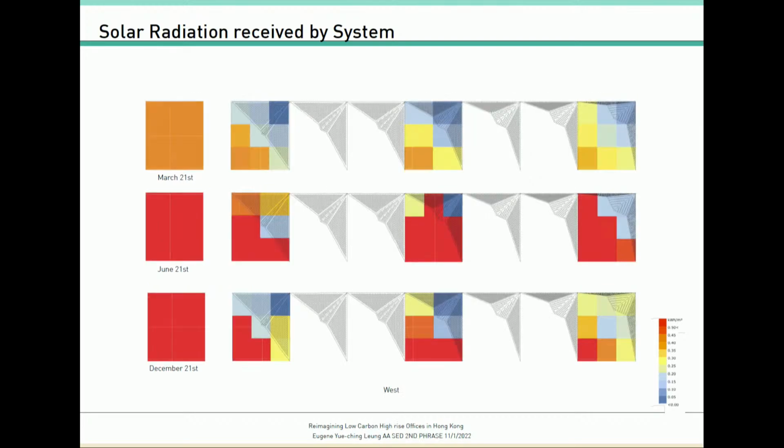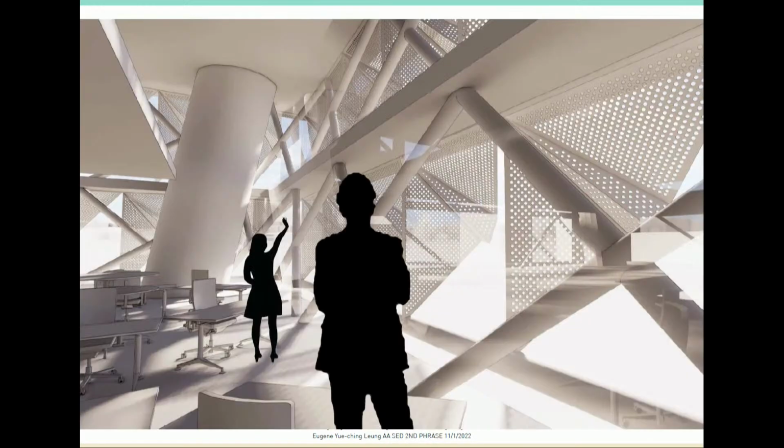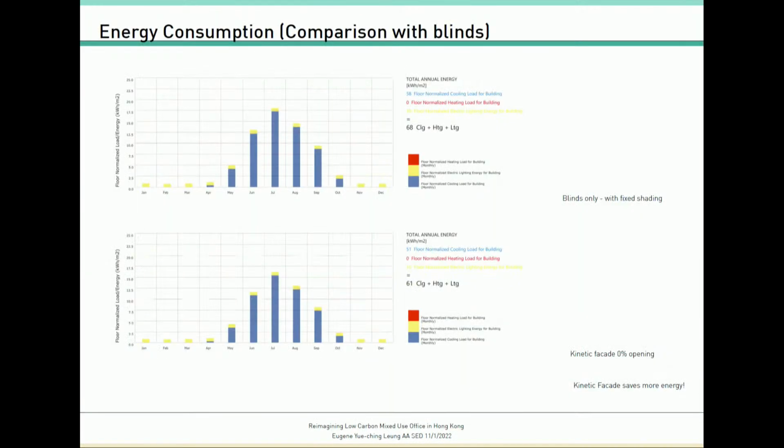Same situation on the west, also on the east. So you may wonder, why do we still need a kinetic facade then? Through simulations, an interesting finding is that the energy used with only blinds actually takes more cooling energy than with the kinetic facade.